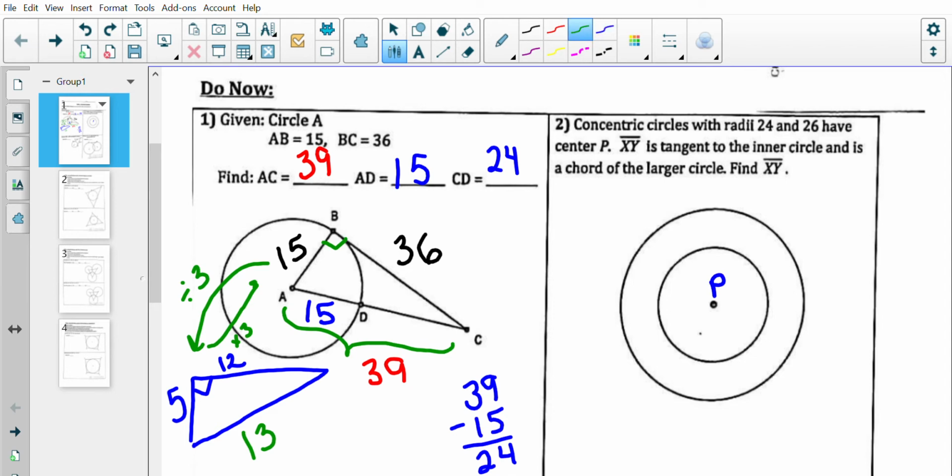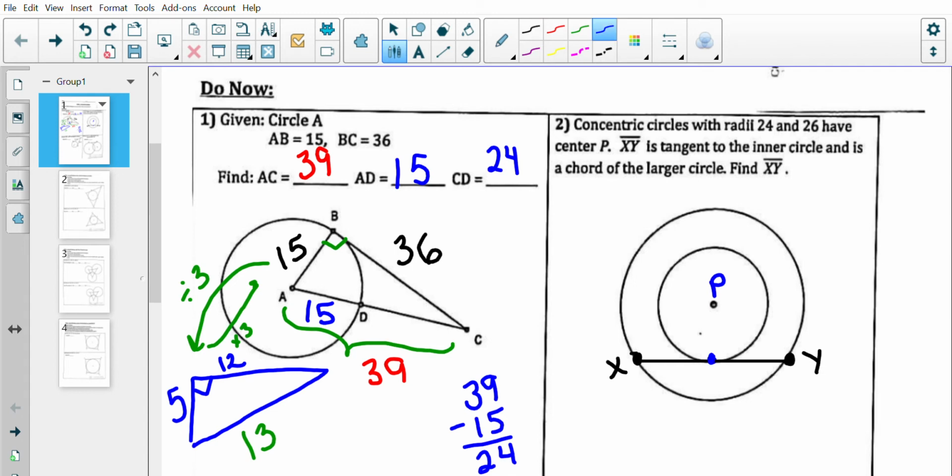So where are we going to draw this radii to help us out? Well, let's keep reading. We have a segment XY that is tangent to the inner circle and is a chord of the larger circle. So we know a chord has to touch a circle in 2 locations, but we also know a tangent can only touch a circle in 1 place. So it's tangent to the smaller circle, but a chord of the larger circle. Oh, try this again. There we go. And this segment is called XY. And where it's blue is where it's tangent to the smaller circle.